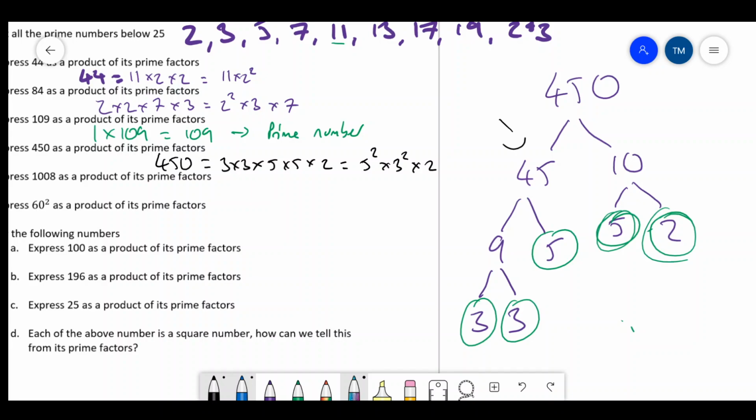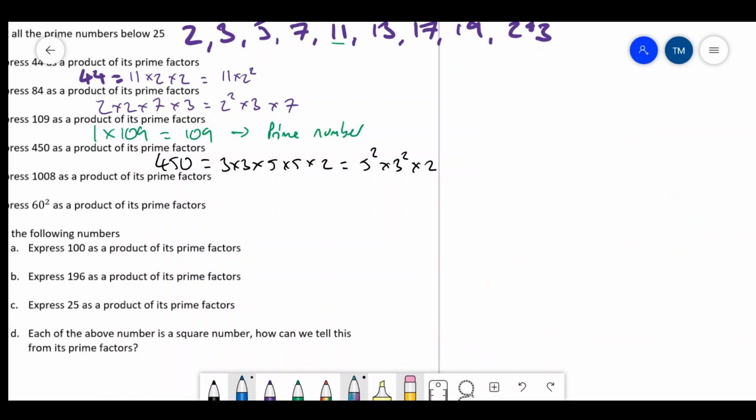Note that you can do this any way you would like. This is just the way that I have done it. As long as you get the same results and as long as mathematically it makes sense, it is perfectly fine to do it another way. Okay, the next one is 1008.